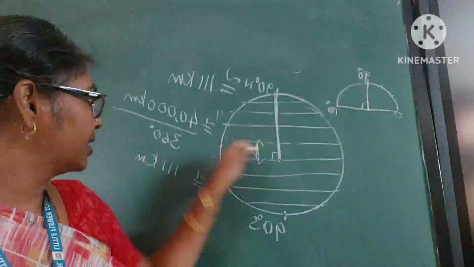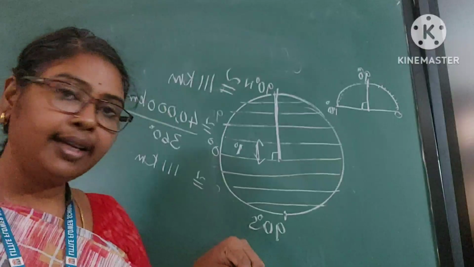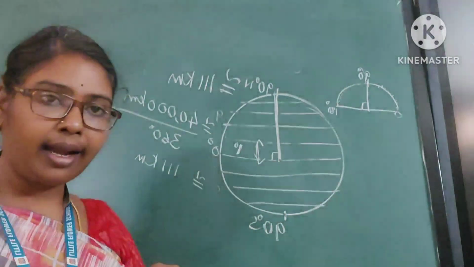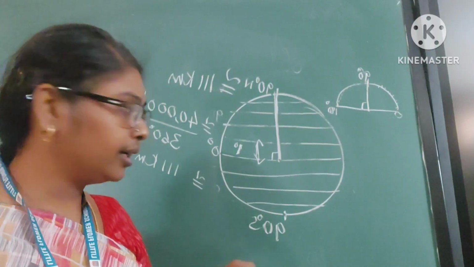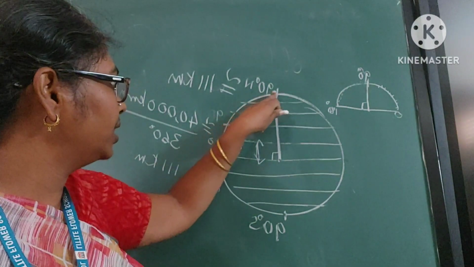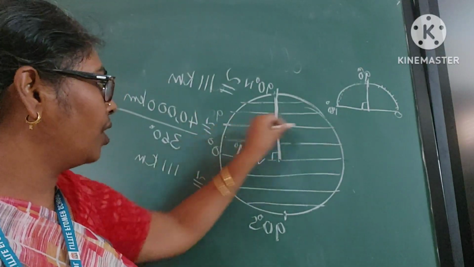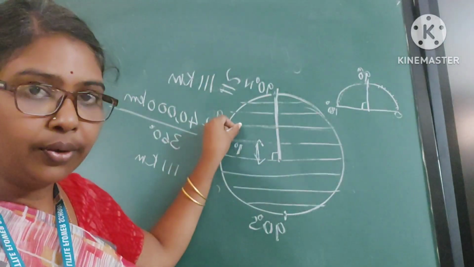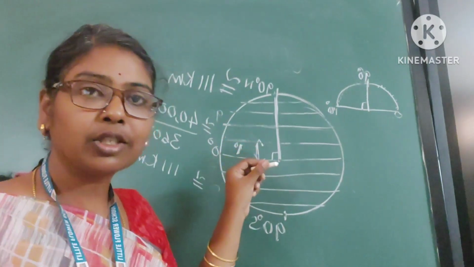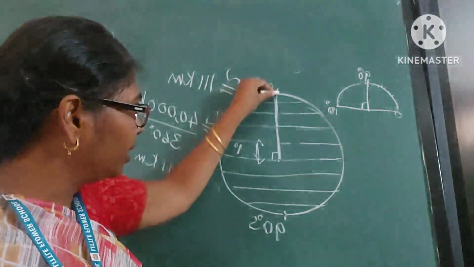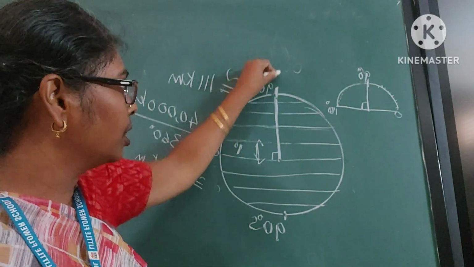The equator is considered to be the largest line, the largest latitude, as it is going towards the poles. The distance of the parallels of latitude keeps on decreasing. As it is coming towards the poles, it becomes a point.